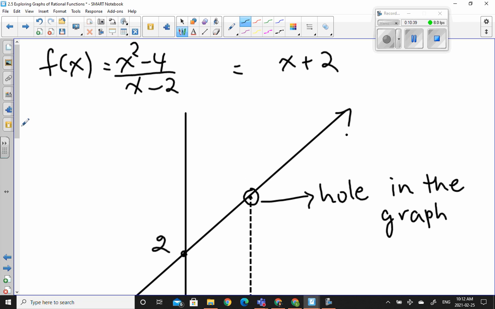So let's take this example here. Let's say I gave you a rational function f of x equals x squared minus 4 divided by x minus 2. This would reduce to x plus 2. And we have seen that before.